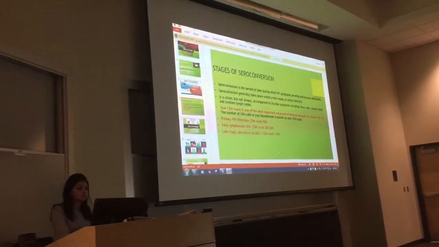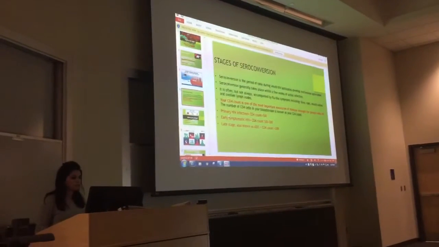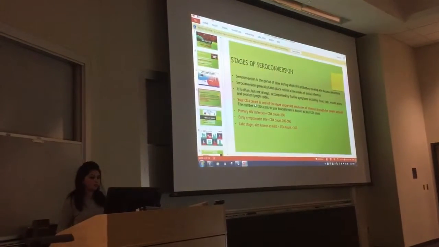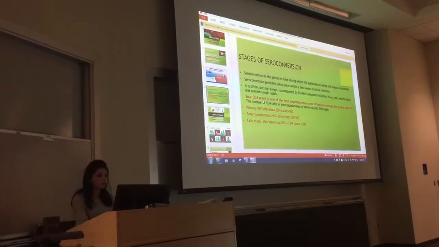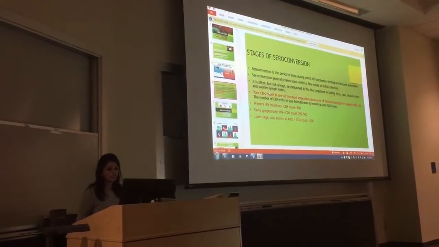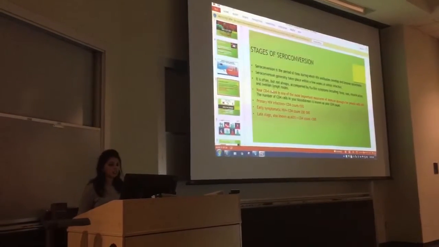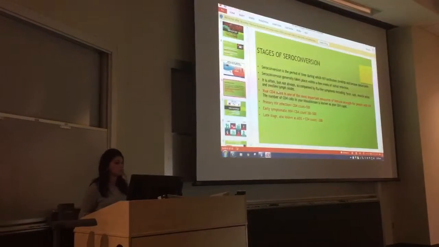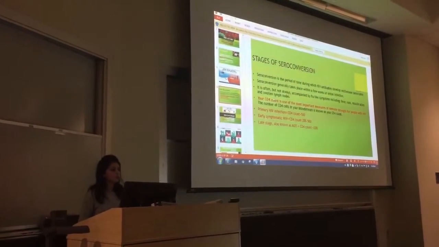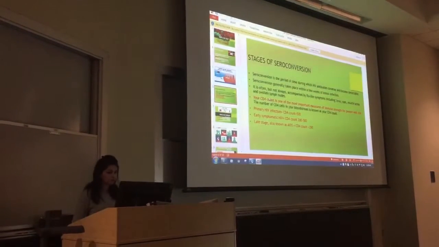So for the stages of seroconversion, you need to know the primary HIV infection, the early symptomatic HIV, and the late stage of AIDS. You want to know the different counts for each one. Seroconversion is basically the period of time during which HIV antibodies develop and become detectable. It generally takes place within a few weeks of initial infection. So once you get the HIV infection, they won't be able to detect it until about a couple of weeks or a couple of months after the initial exposure.